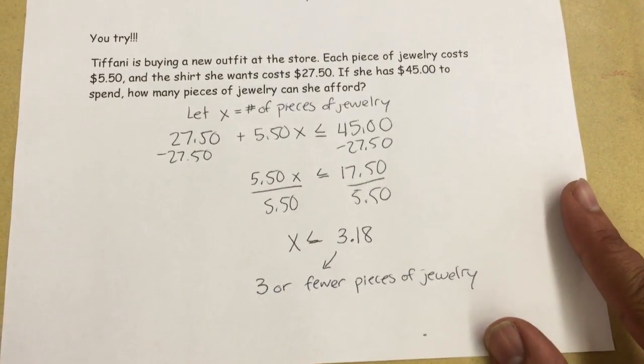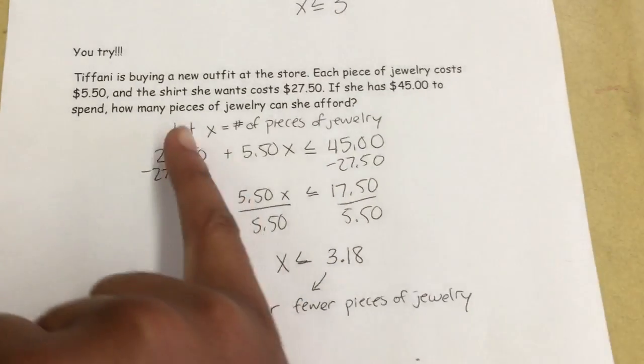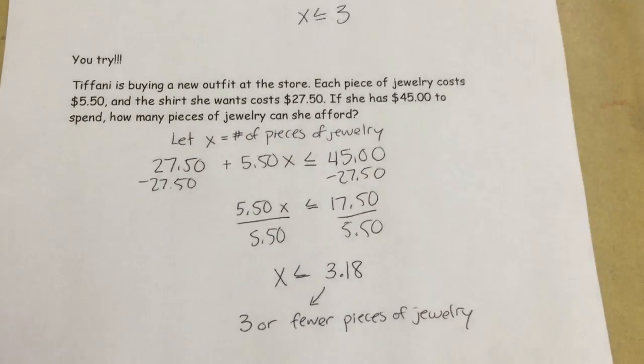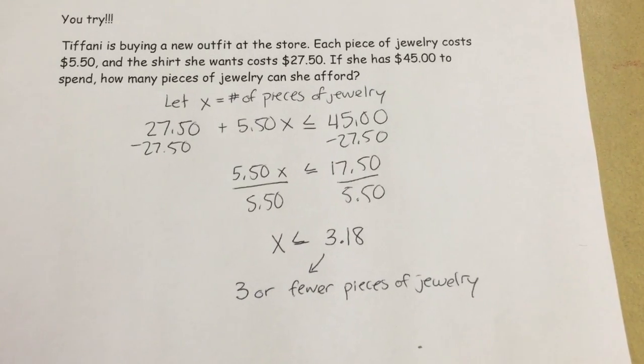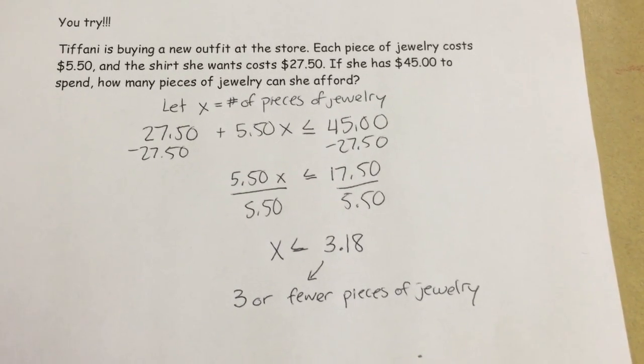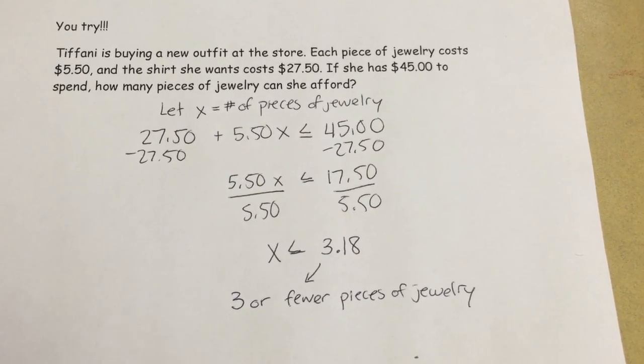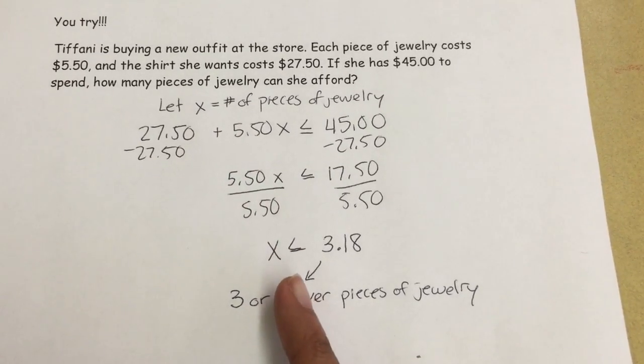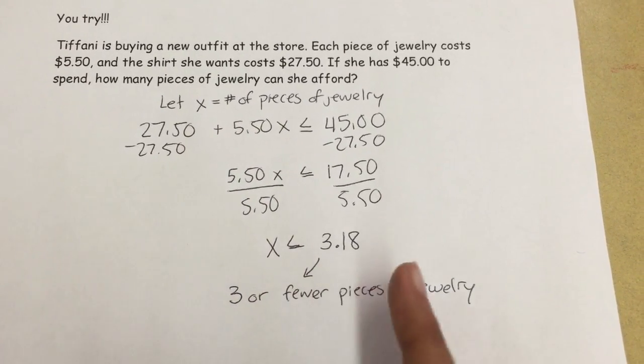Okay, so let's take a look. So in the previous question, I forgot to define the variable. You don't necessarily have to if the question doesn't ask you to, but it's always good to know what you're looking for. And so you go through and you can solve, and you should get that x is less than or equal to 3.18.